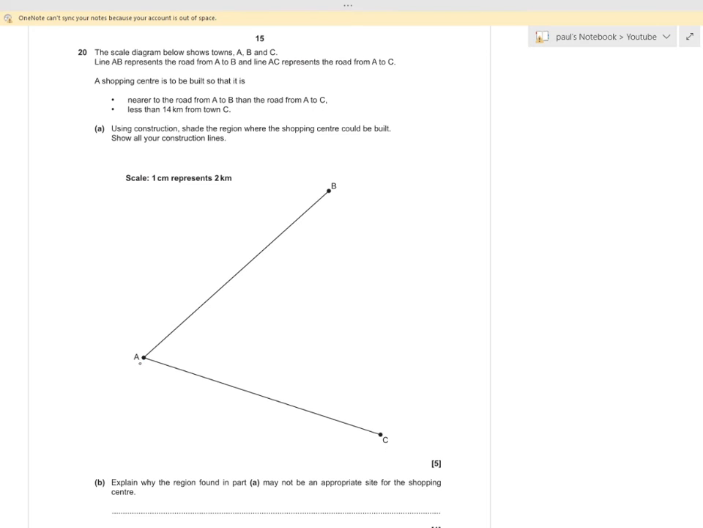So the way to bisect it is put your point of the compass on there and a pencil line there. And then swing the compass round and put a pencil line there at the same distance. Now move the point up to there and do a little arc there, and move the point down there and do a little arc there. And where they cross, this bisects. So it says nearer to, so it's got to be on this side somewhere. Less than 14 kilometres from town C. So 14 kilometres is 7 times that. So it must be 7 centimetres.